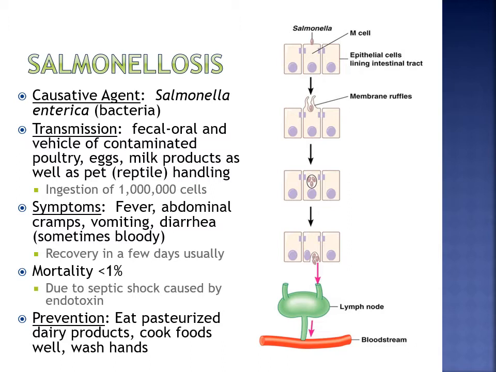Symptoms for all these are going to be pretty standard with just a few key differences, but you'll have fever, you'll have the abdominal pain and cramping, vomiting, and diarrhea that can sometimes be bloody in this case. Not pleasant. Usually you recover in a few days. Mortality rate for this is not very high. It's usually less than 1%, and those are typically due to septic shock caused by an endotoxin. So a little toxin gets into the bloodstream and just goes haywire, but usually not a fatal disease by any means. Prevention is basically just making sure your food is properly cooked and properly stored. So having pasteurized dairy products, cooking foods thoroughly, and washing your hands. Just basic hygiene, essentially.